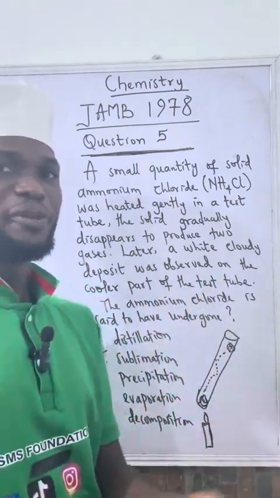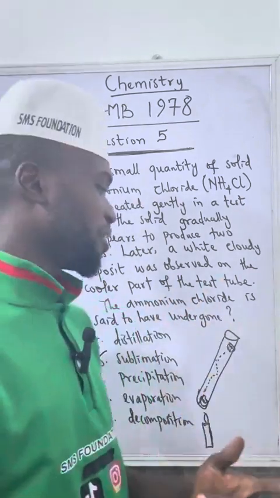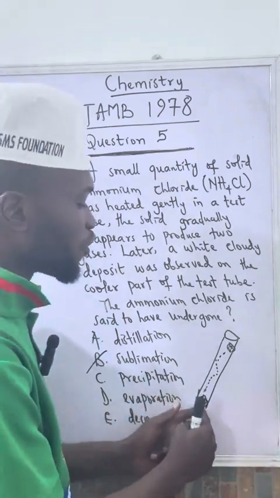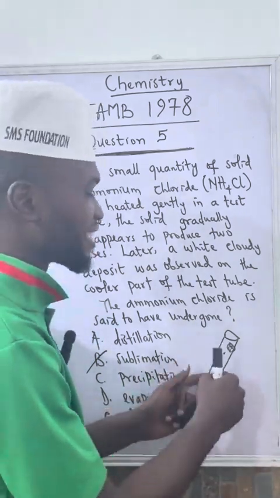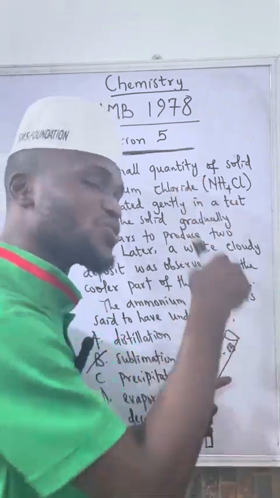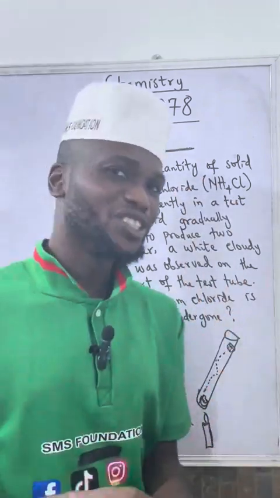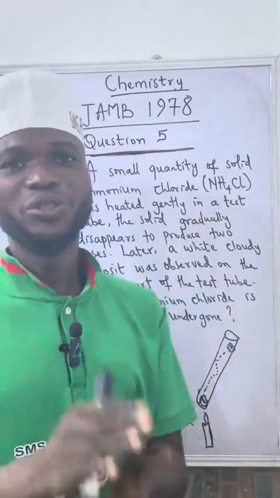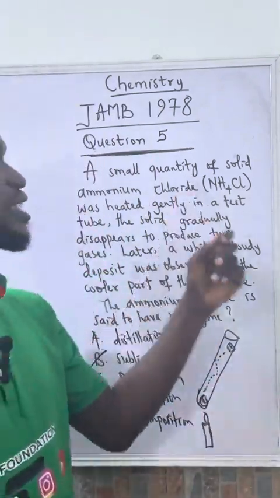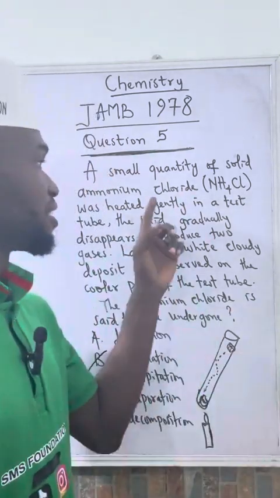Deposition is a process whereby gas turns back to solid. So the solid first turns to gas and later turns back to solid again, without passing through the liquid state. Ammonium chloride is a good example of substances that can do that.